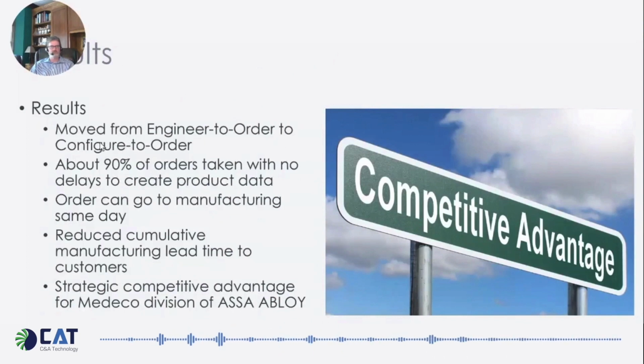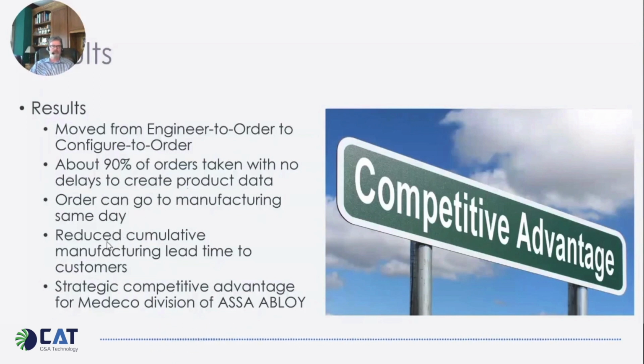Give us your choices. How many toppings do you want? What crust do you want? What sauce do you want? We're done. Here's your pizza. So about 90% of the orders are taken now without any delays to create the product data. The order can go right to manufacturing the same day with a custom parts list and routing, and basically instructions on how to make it.